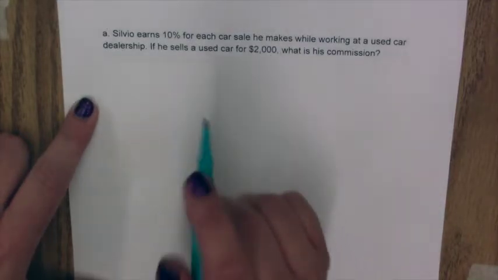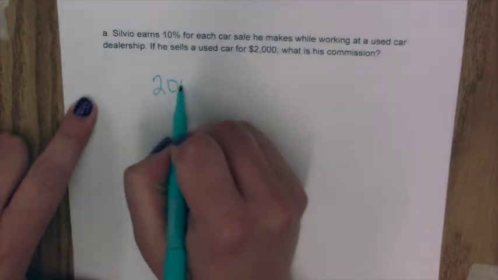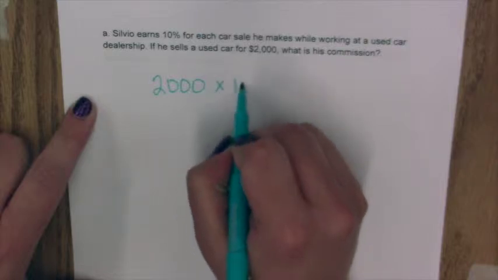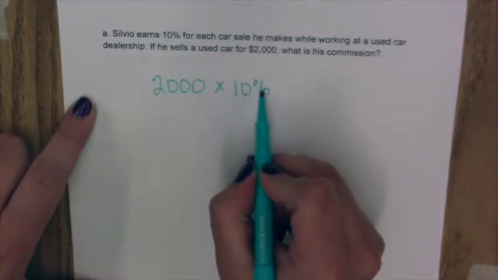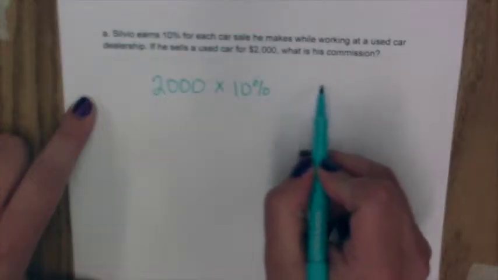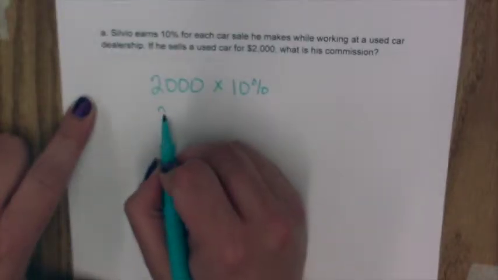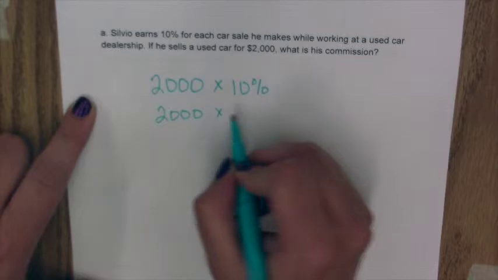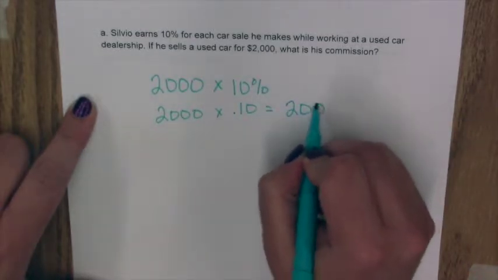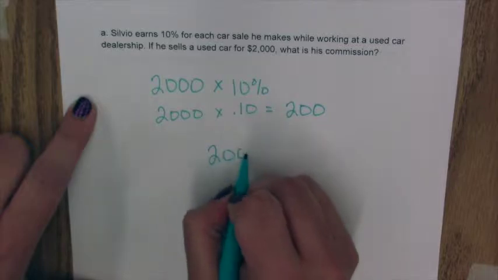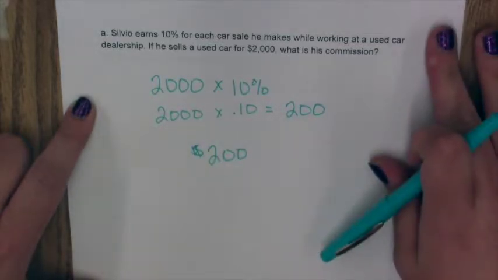So to solve for this one, we need to take the amount of the car, and we're going to times it by 10%. So this is our whole times our percent to find his commission, which is the part. So we need to change our percent into a decimal. And when we multiply, we get 200. So his commission is $200.